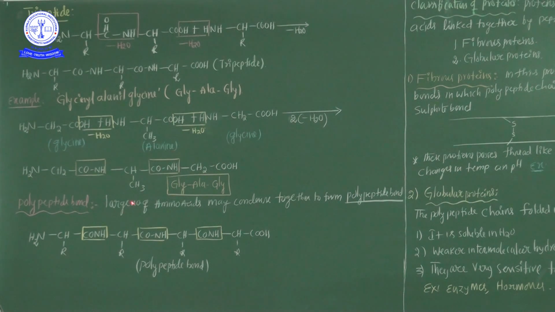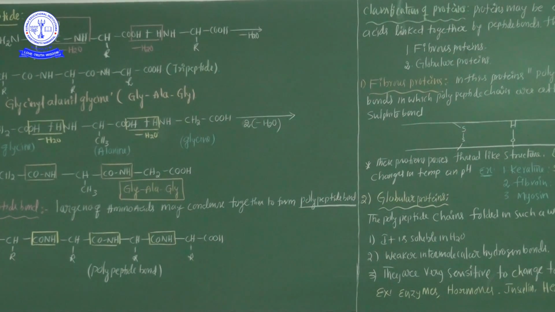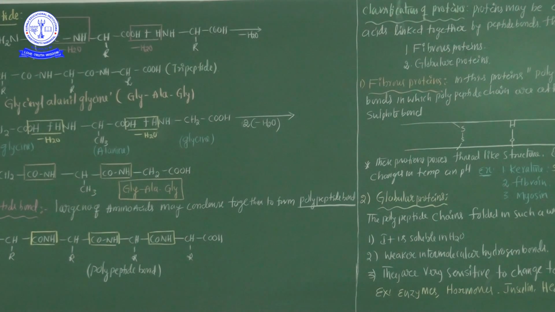Next one, polypeptide. A large number of amino acids may be condensed together to form a polypeptide. This is a polypeptide because a large number of peptide bonds are there. Okay? So now here I already informed how to calculate the number of peptide bonds, n-1 formula. Now see here, this is the complete information regarding peptide bonds: polypeptide, dipeptide, tripeptide or peptide bonds.